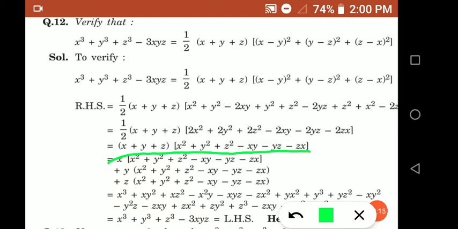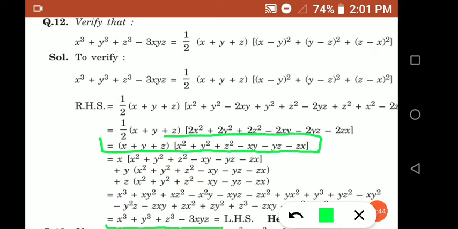Now don't you think that it is like the formula x cube plus y cube plus z cube minus 3xyz? So directly we can write that by the formula we have this, or if you want to solve, you will solve by multiplication. All the terms will get cancelled, and you are left with x cube plus y cube plus z cube minus 3xyz. We have this formula, na?